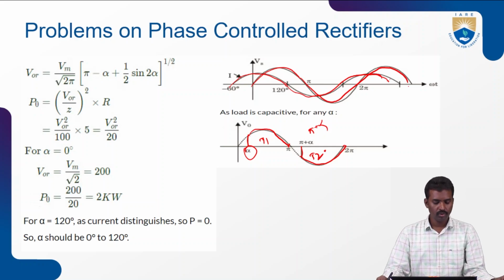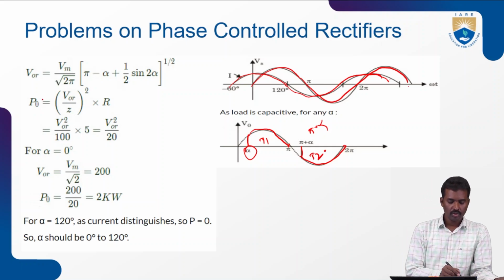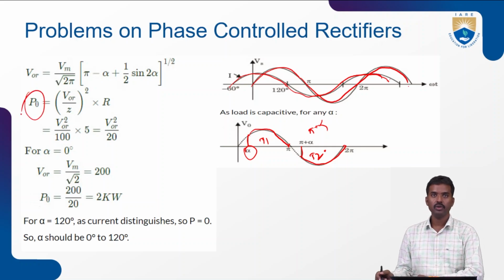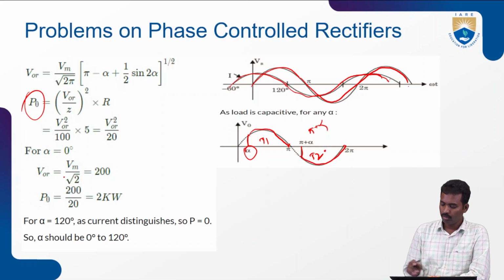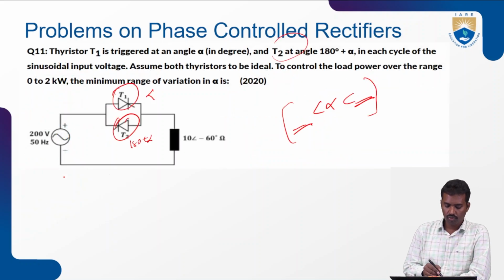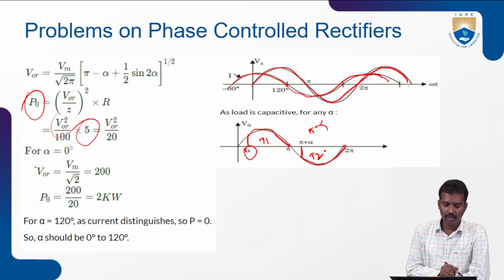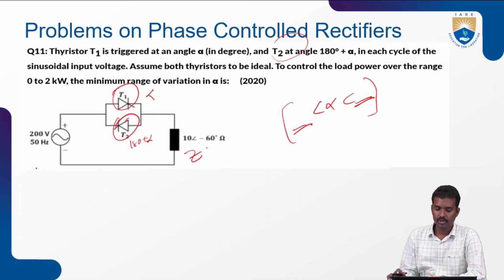What is the value of the power, after getting this RMS value? So what is the formula? V naught RMS square by R. So this impedance Z equals 10. Now here R, V naught RMS square, we need to calculate. R value is 5 ohms.